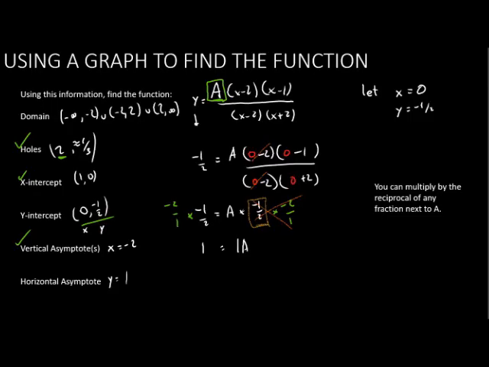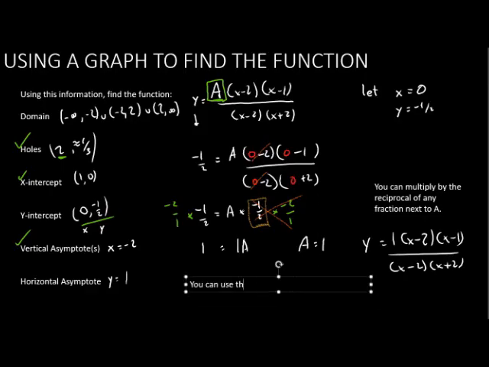Therefore, a is equal to 1, and our rational function will be y equals 1 times (x minus 2)(x minus 1) over (x minus 2)(x plus 2). You can do this anytime your y-intercept is not (0, 0). If your y-intercept was (0, 0), you would have to find another point on the graph other than the y-intercept, and plug that in instead.